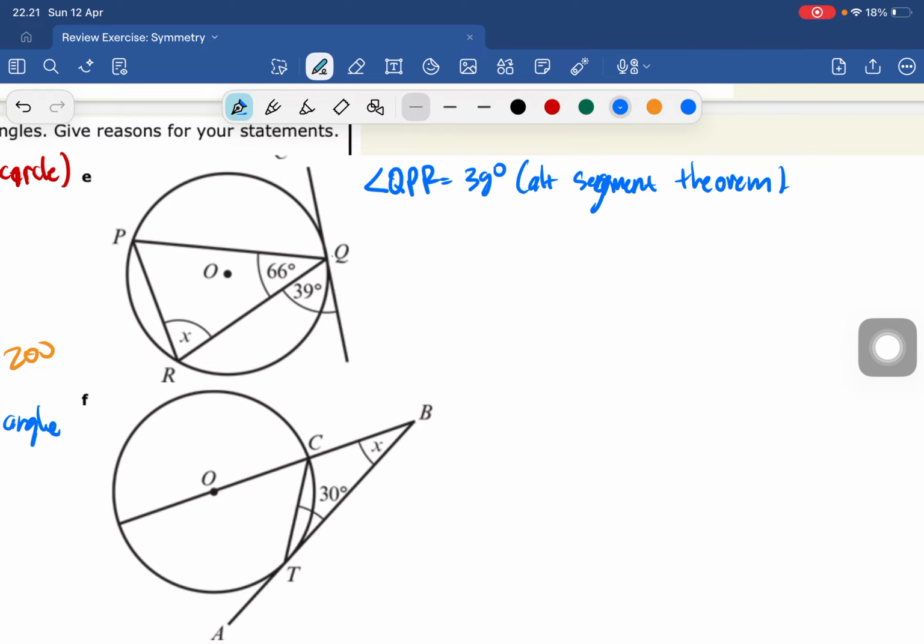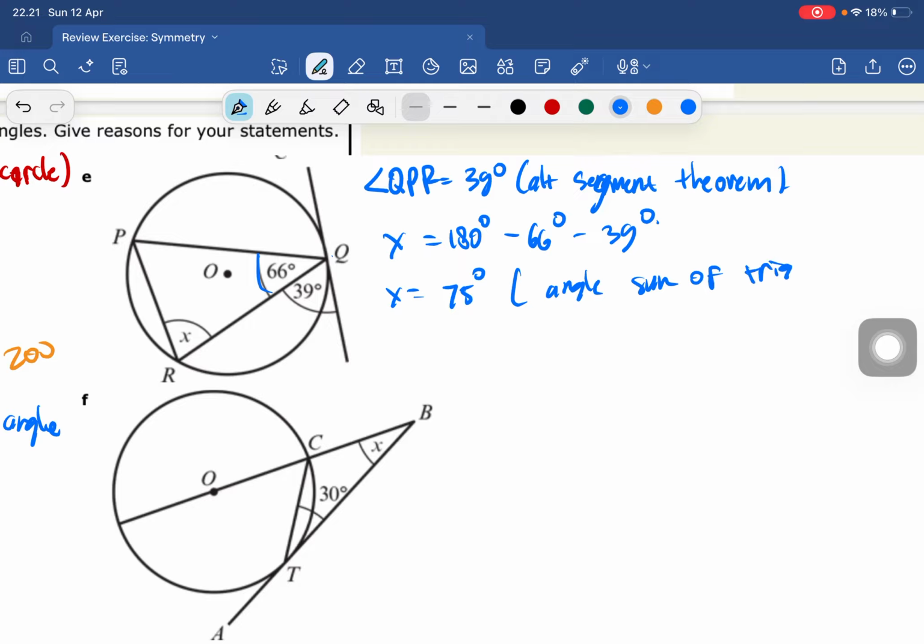Okay, since this is 39, the X is going to be... look, the whole triangle is 180 degrees. We minus 66 degrees and minus 39 degrees, so the X will be 75 degrees. The reason is the angle sum of a triangle.